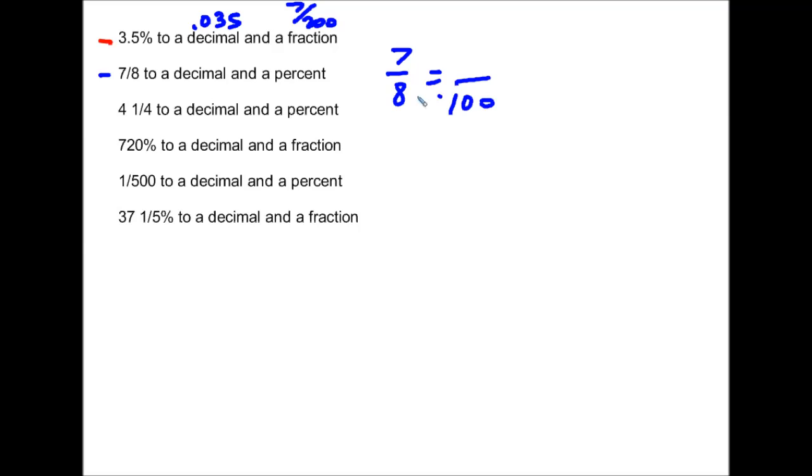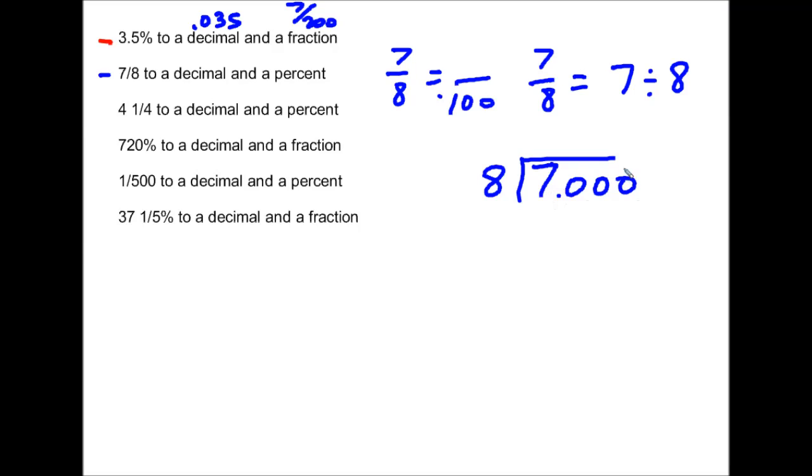So I'm just going to change this to a decimal by dividing. Well, 7/8 is the same thing as 7 divided by 8. Any fraction is also a division problem. You can do this with any fraction. So I'm going to take 7 and divide it by 8. Well, 7, I can change that to 7.000, which I'm going to need to do because my answer is going to be less than 1.